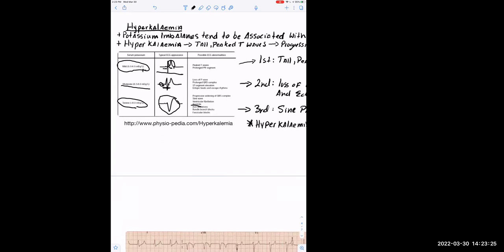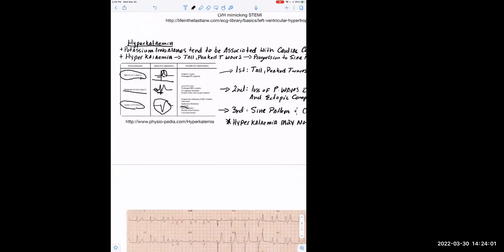You may also appreciate axis deviations. I'm not sure if you've gotten into axis yet, so I don't want to really go into that, but it may also precipitate bundle branch blocks or even fascicular blocks. Remember, as we talk about our cardiac physiology, we have our left and right bundles, where the right side of our heart has one bundle or fascicle, and our left side breaks into two fascicles, which would be the anterior and posterior fascicle. And when those areas get blocked, we term that a fascicular block.